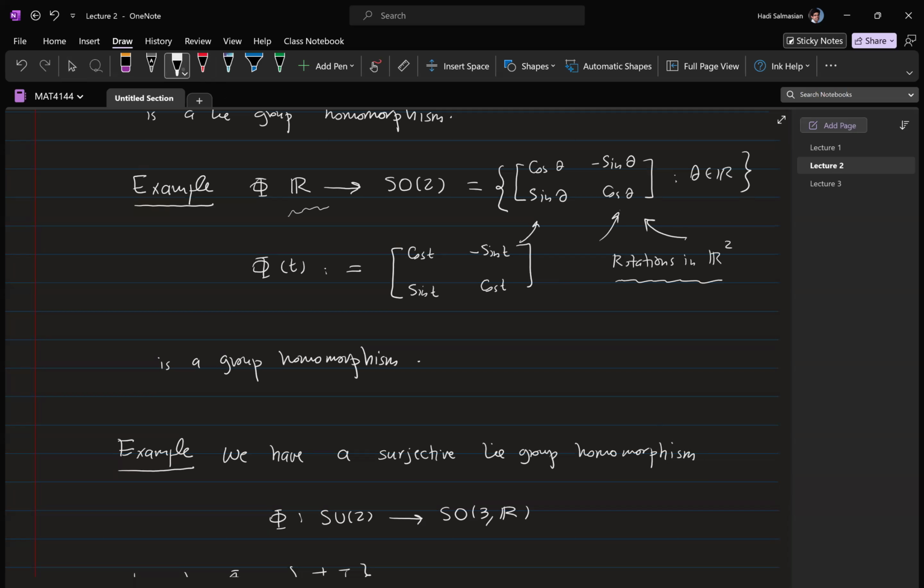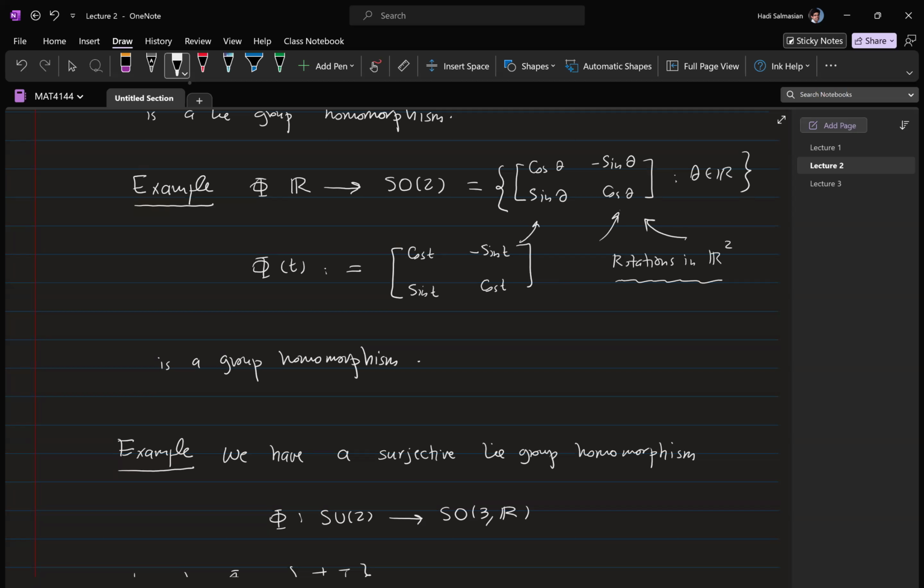Any loop in the real line can be shrunk because it's a convex space. You could just shrink it with the convex combination. It's kind of intuitively clear that this is simply connected by the definition. And it has a homomorphism onto SO2 with a discrete kernel. In this case, we call R a covering of the group SO2. And it's a simply connected cover.